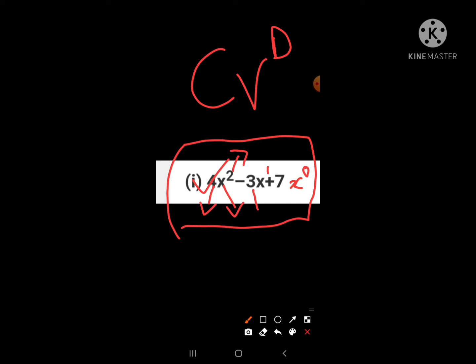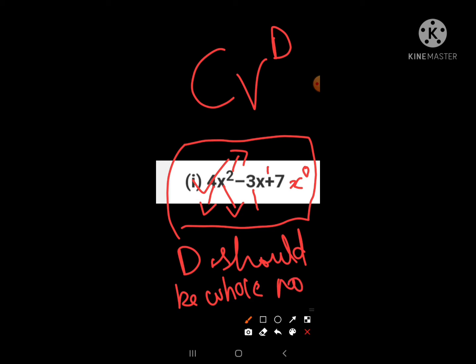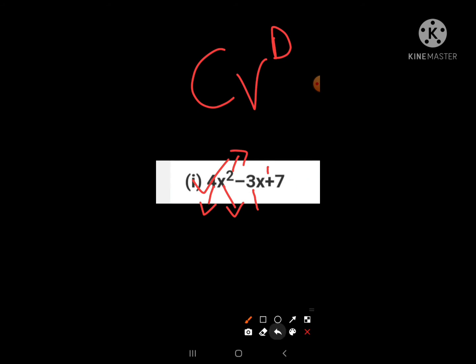What is a polynomial? How will you identify a polynomial? The degree should be a whole number. Remember, not a fraction, not a decimal. Got it? The degree should be a whole number. So this is a polynomial. That's it. Now let's go to another example of a polynomial straight away.